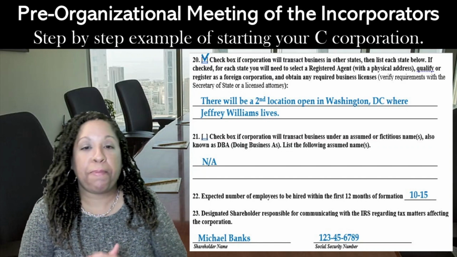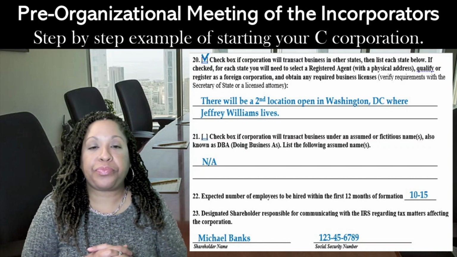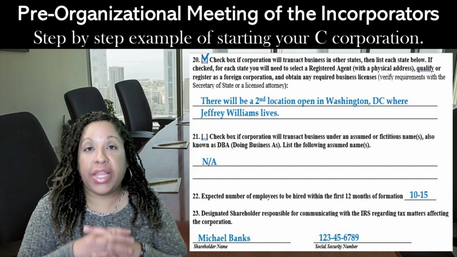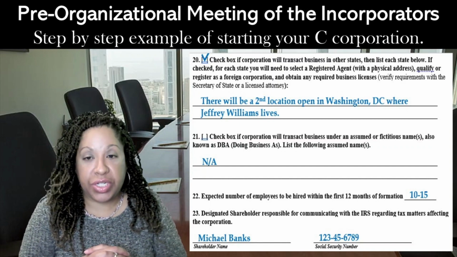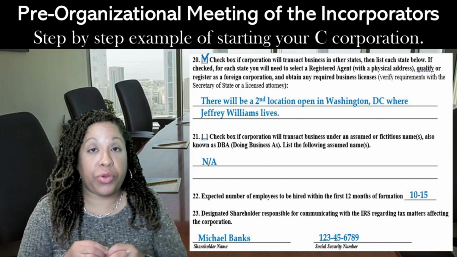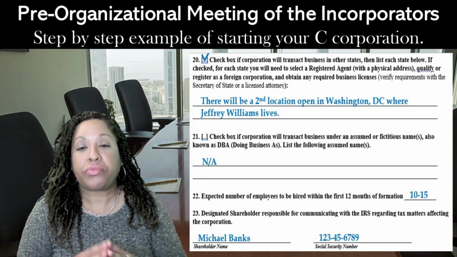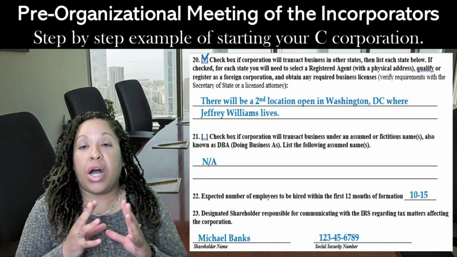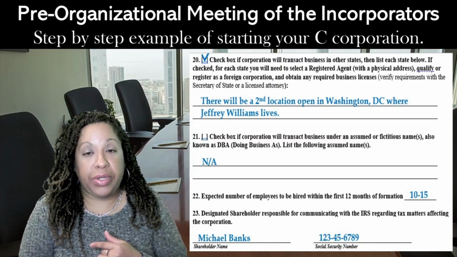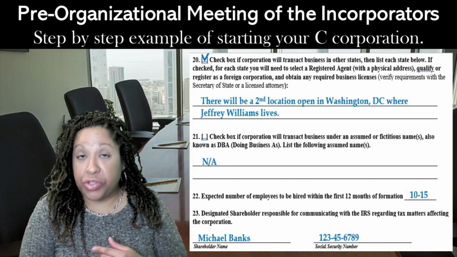So I know it was a lot, but let me just make this simple. They will have a second location in Washington, D.C. That's where the cousin Jeffrey Williams lives. So we're putting that there. So now we know what we need to do for that. We need a registered agent.